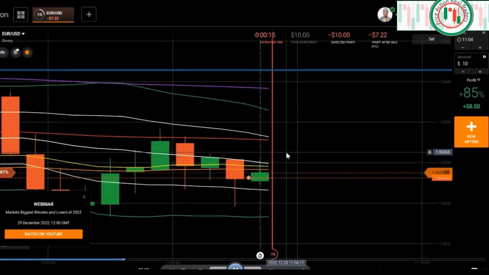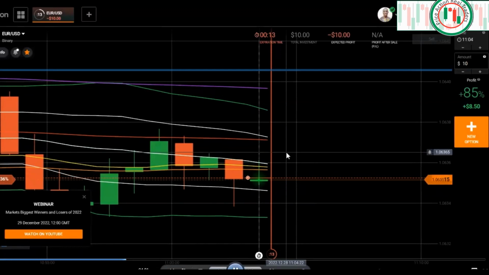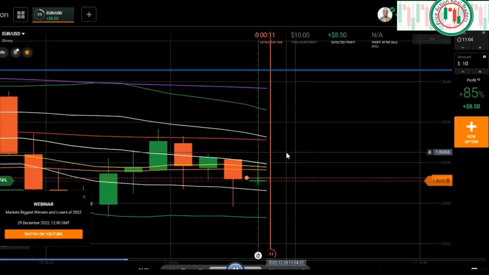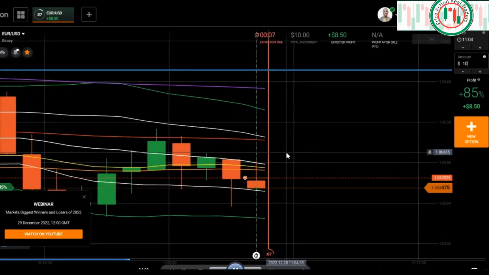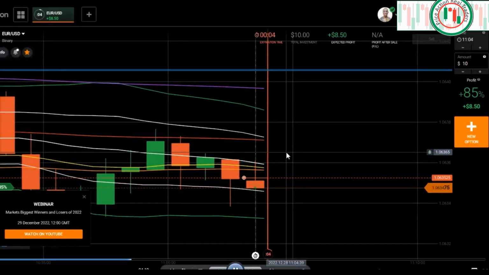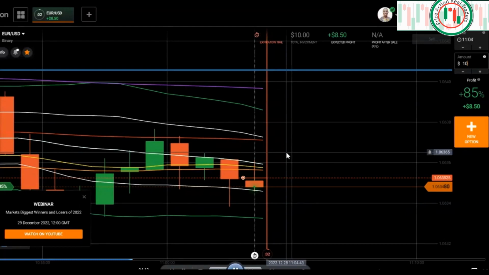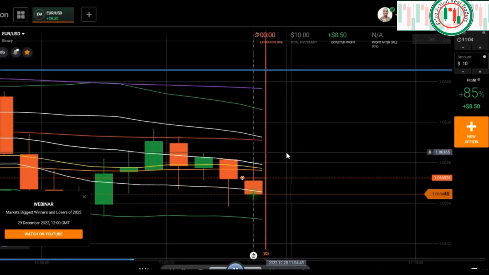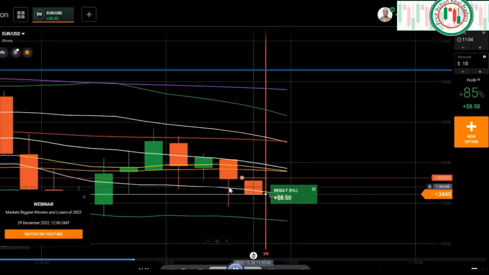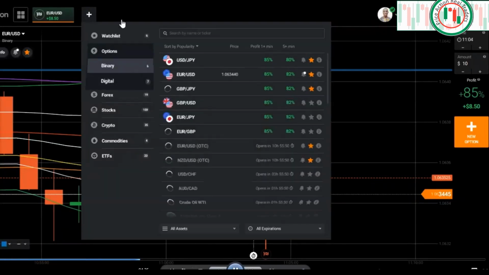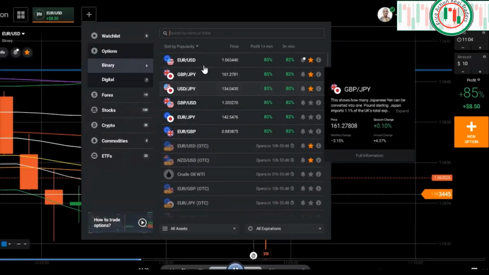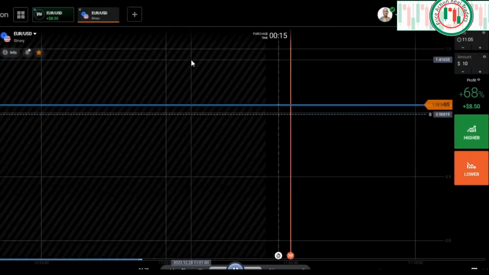So I know definitely market must go down, even though market is doing some panic. You see market is going down. So you see this is a winning trade because of this engulfing and the hammer. So let's analyze another one.